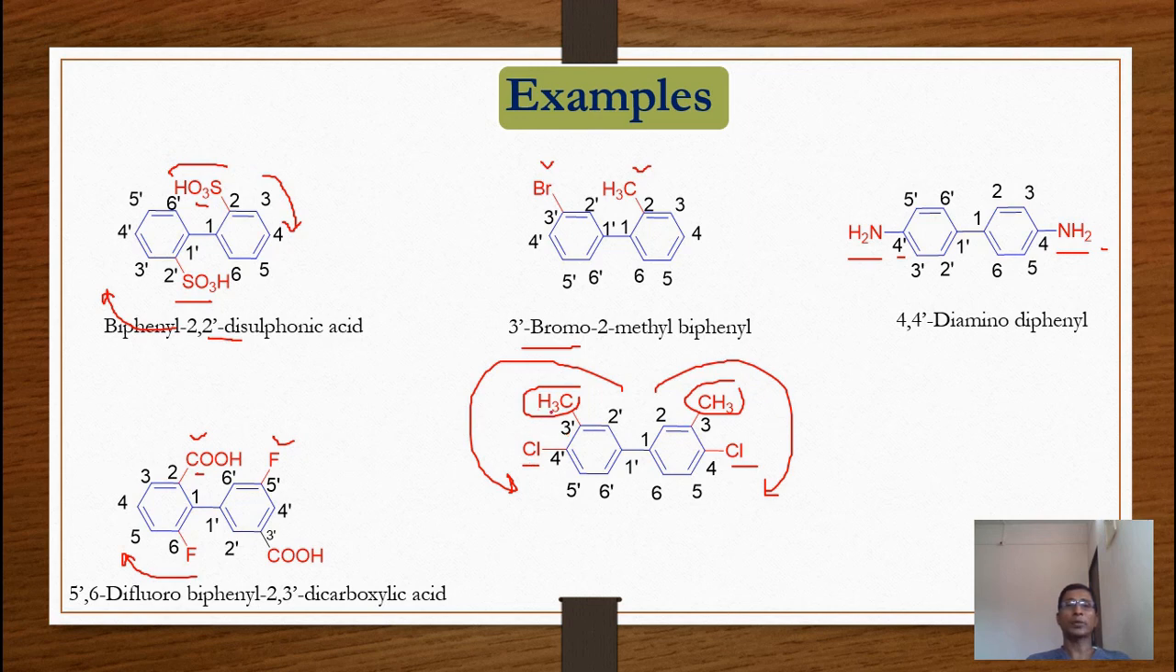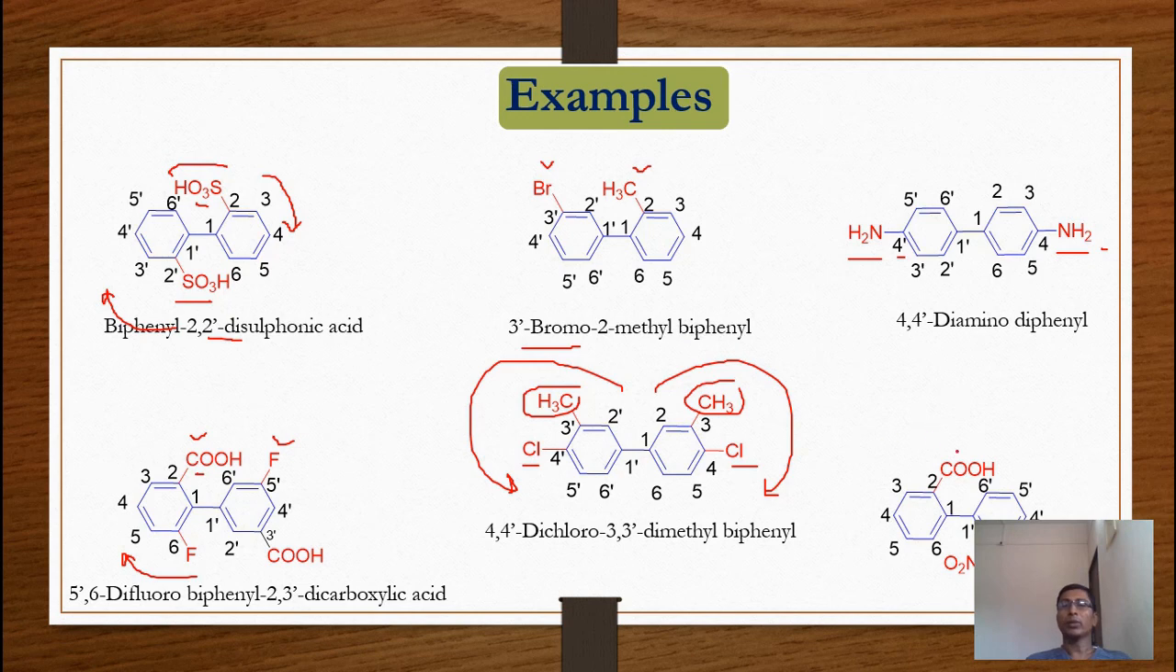As two kinds of substituents are there, you have to arrange these substituents in alphabetical order. Thus, chloro will appear first and then methyl. Thus, the IUPAC name of this molecule is 4,4-dichloro-3,3-dimethyl biphenyl.